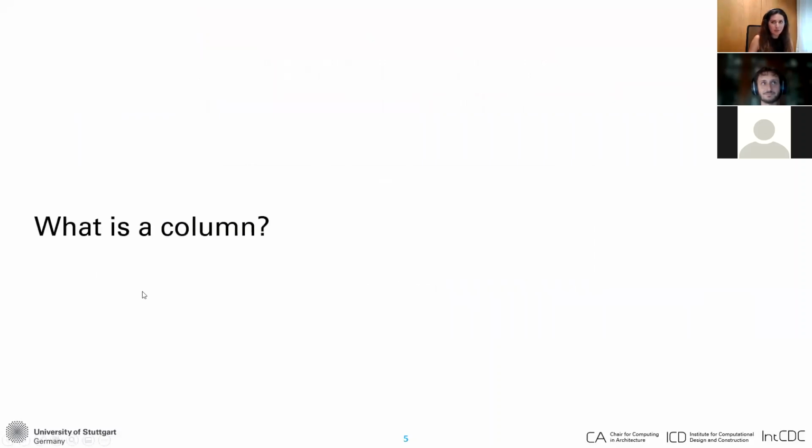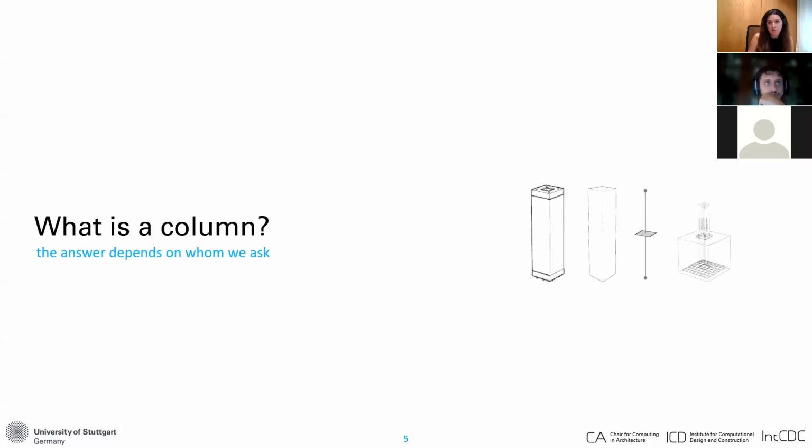Now, I would like to start the presentation with a question: what is a column? The answer probably depends on whom we ask, because a structural engineer might represent a building or a column differently. For example, a structural engineer can represent a building as a whole of columns, beams, and slabs, which can be further simplified as linear elements during structural analysis. And then an architect could see the building as an aggregation of spaces instead.